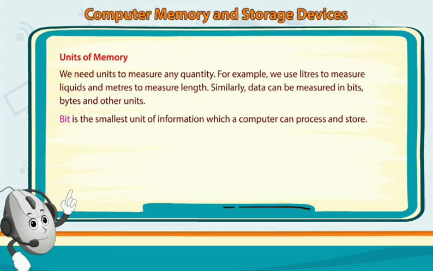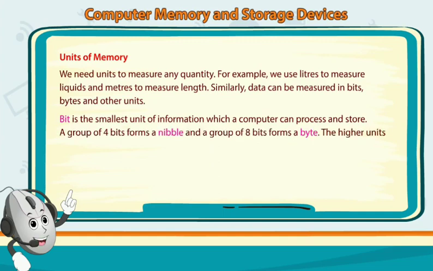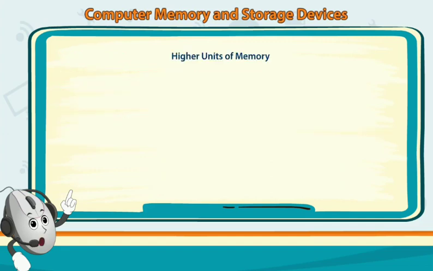BIT, bit, is the smallest unit of information which a computer can process and store. A group of 4-bit form a nibble. And a group of 8-bit form a byte. 4-bit equal to 1 nibble and 8-bit equal to 1 byte. The higher units of memory are given as follow. So let's learn about higher units of memory.